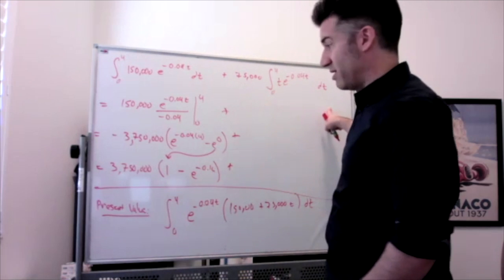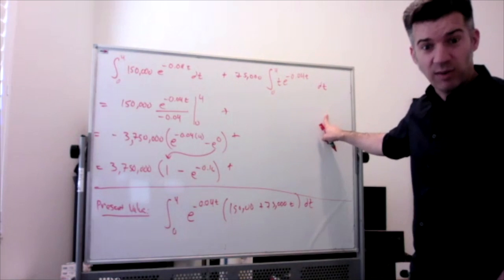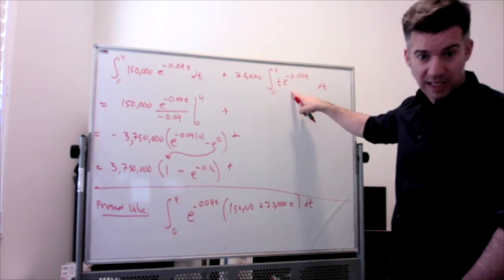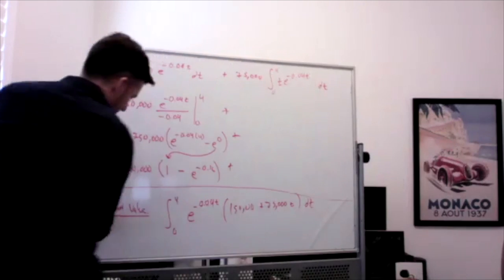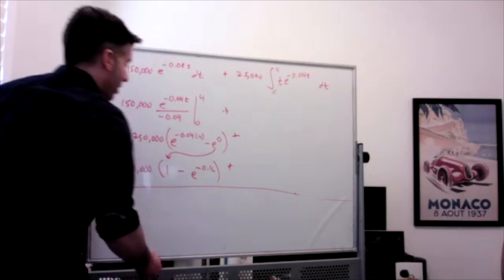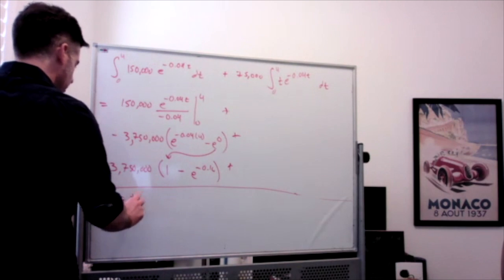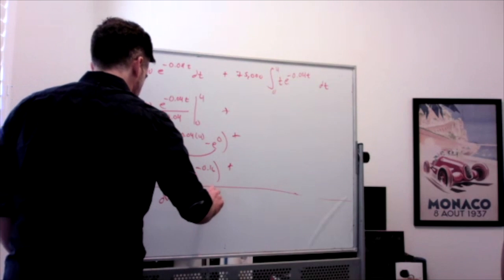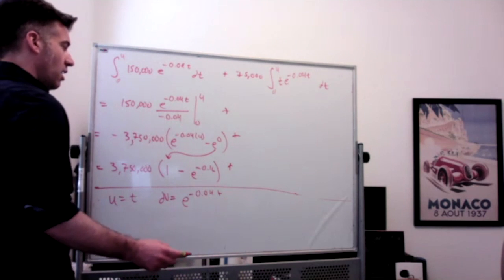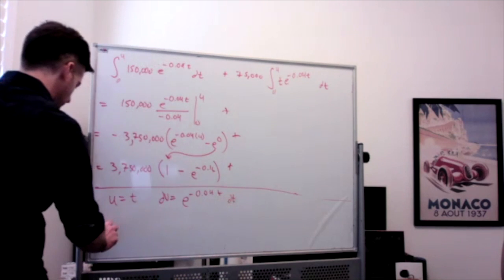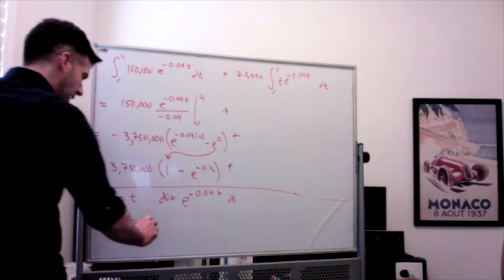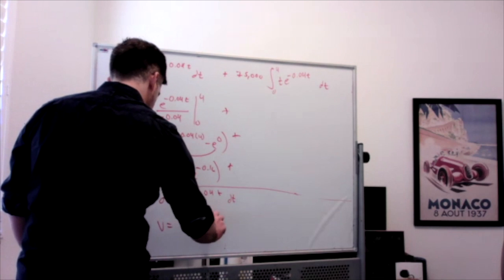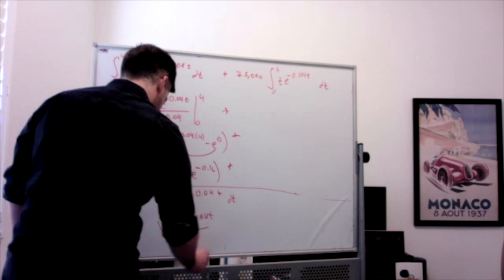But then we have to do this other half. And this other half, we have to do integration by parts for, because you have an algebraic thing or a power of t times an exponential thing. So for that integral there, I'm going to let u equal t, and dv has to be the rest, the e to the negative 0.04t dt. Your du is going to be dt, and your v is going to be the antiderivative of this, which is e to the negative 0.04t divided by negative 0.04.